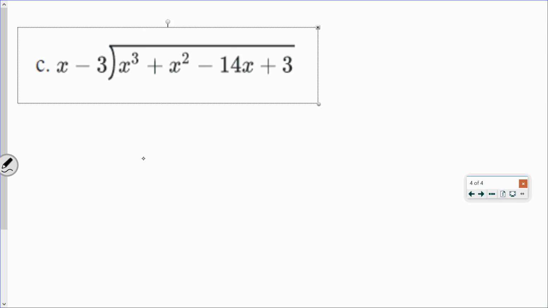Then we have long division. It's just another way, a different way to divide. I would be dividing x minus 3 into x cubed plus x squared minus 14x plus 3. Similar questions, but it's just taking the rectangle out of it.